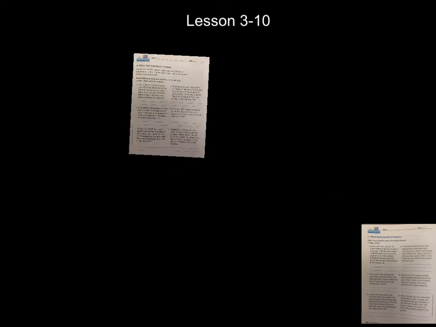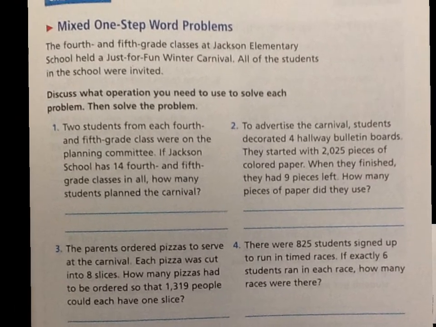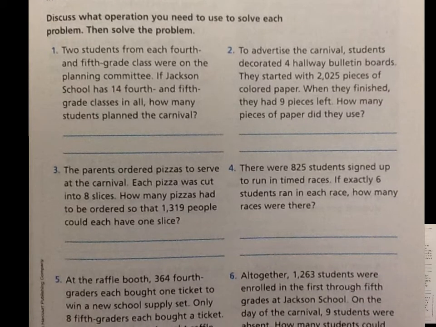So I want you to turn to page 119. The 4th and 5th grade classes at Jackson Elementary School held a Just for Fun winter carnival. All the students in the school were invited. Discuss what operation you need to solve each problem, then solve it. Number 1 says 2 students from each 4th and 5th grade class were on the planning committee. If Jackson School has 14 4th and 5th grade classes in all, how many students planned the carnival?